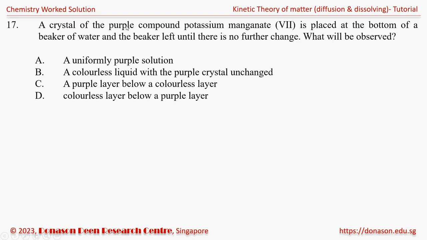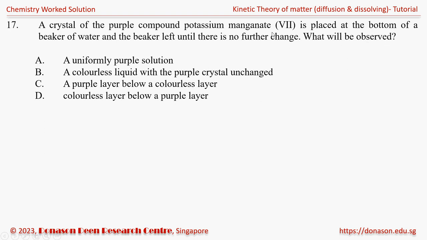A crystal of the purple compound called potassium permanganate(VII). It's a purplish crystal, and potassium permanganate(VII) is also soluble in water. So it's placed at the bottom of a beaker of water, and the beaker is left there until there is no further change. So what would be observed, right?